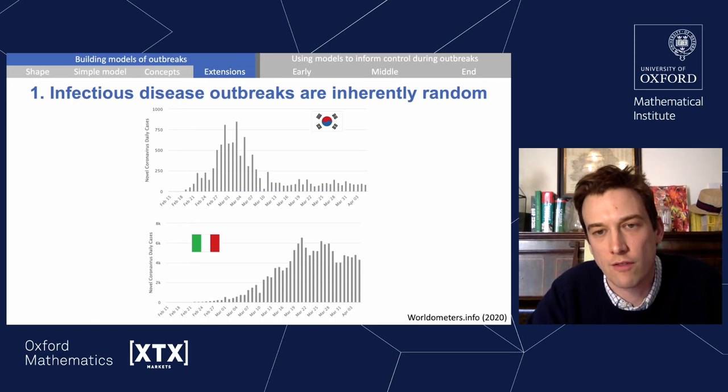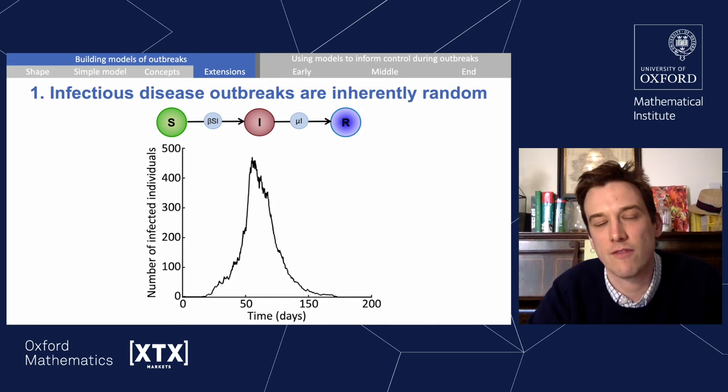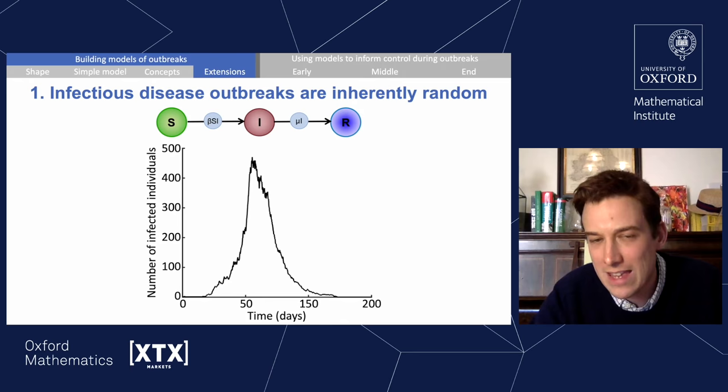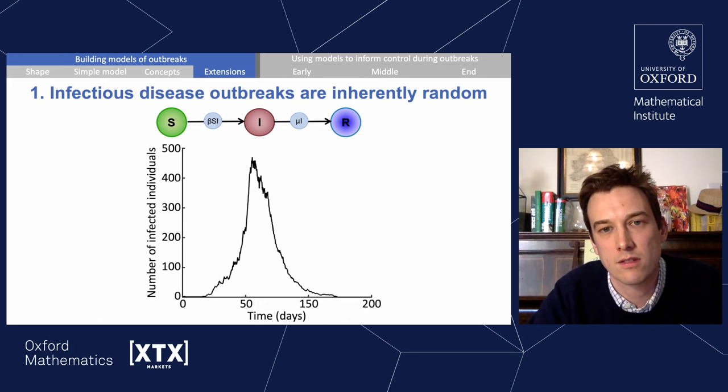And we can include this randomness in simulations of an infectious disease outbreak by using what are called stochastic models. The idea of a stochastic model is that an infectious disease outbreak isn't simply a deterministic process. Instead, if you want to simulate a stochastic SIR model, you can simply flip a coin lots and lots of times. According to the result of each coin flip, you can either generate a new infection, so a susceptible individual becomes infected, or you can make one of your infected individuals recover and become immune.